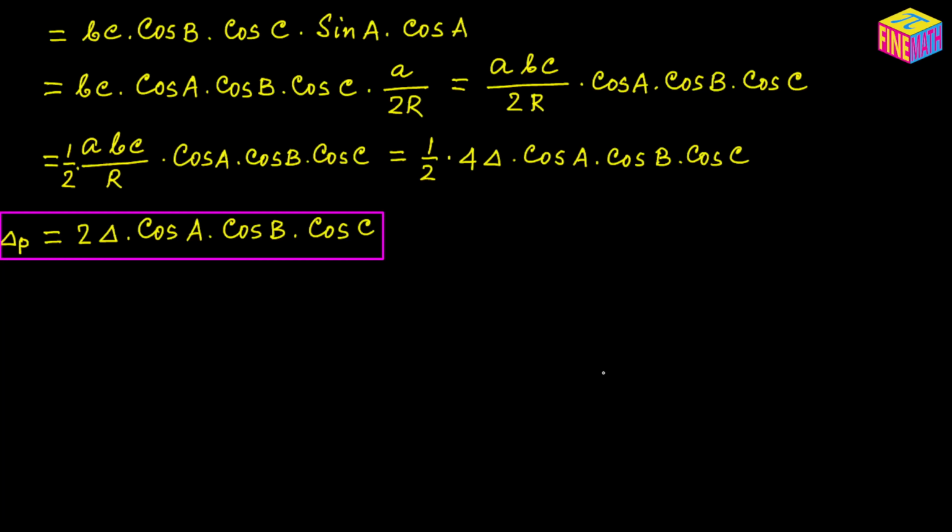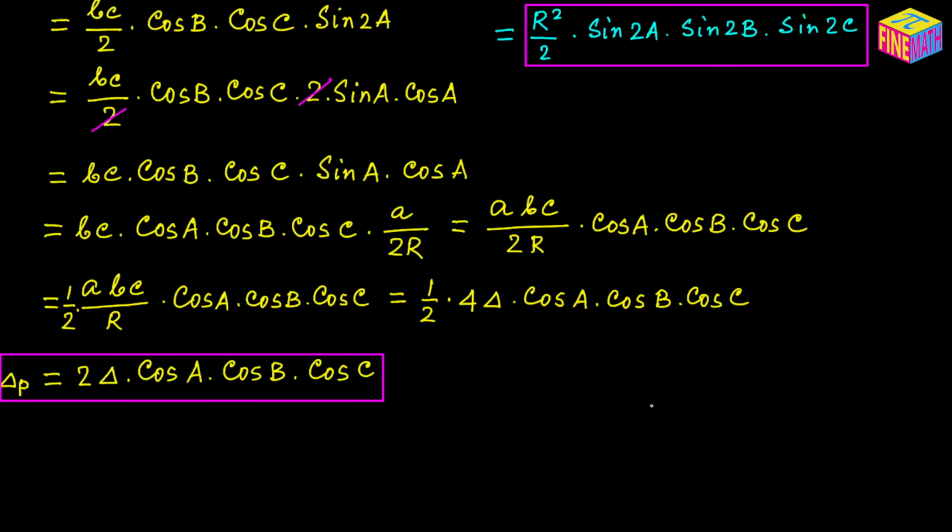So far we have seen 2 formulae for the area of the pedal triangle. This is one of them, and the other one was up above, which is R squared over 2 times sine of 2A times sine of 2B times sine of 2C. So those are the 2 formulae for the area of the pedal triangle. Now let's try to calculate the inradius of the pedal triangle. I have already created another video where I have proved that the area of any triangle can be expressed as the product of the inradius and the semi-perimeter.